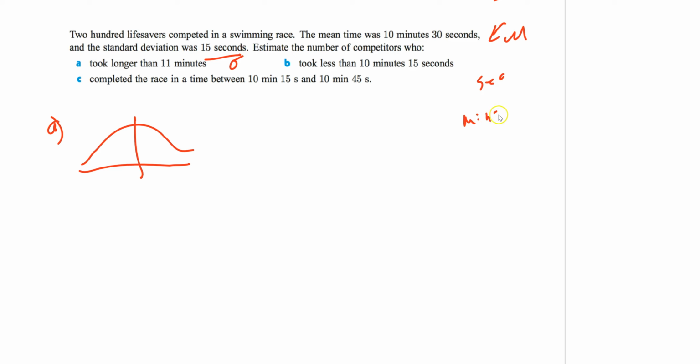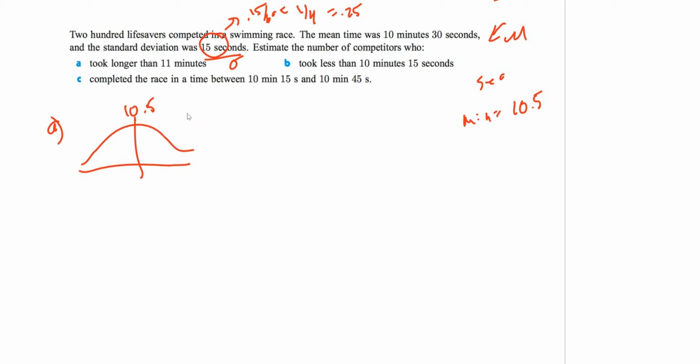And actually I'm gonna do that. That's 10.5 minutes. So that's what the mean is gonna be, 10.5. Now with that in mind, my standard deviation, I have to do that within minutes. So that's 15 out of 60, which is 1/4 or 0.25 of a minute, right?